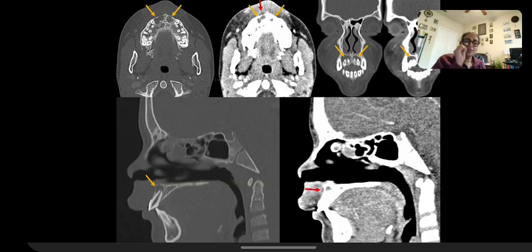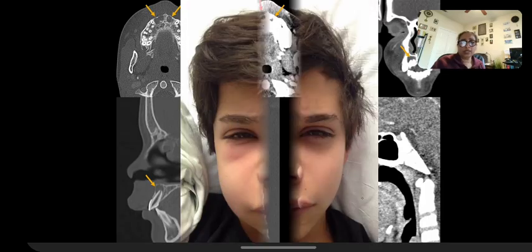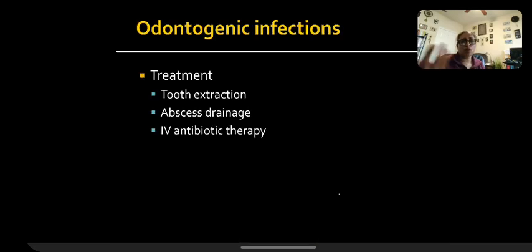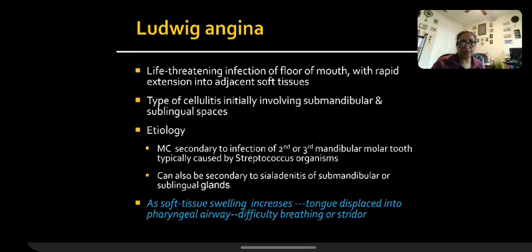Now be mindful that sometimes these abscesses are very small, and if you're looking at it very fast, you may miss it. So, to be honest with you, sometimes I wonder if it makes a difference if you miss a small abscess, because they're not going to drain it anyway. Okay, this is the clinical picture of this kid. Okay, so what is the treatment? Tooth extraction if it's a non-vital tooth, drainage of the abscess, and IV antibiotic therapy.